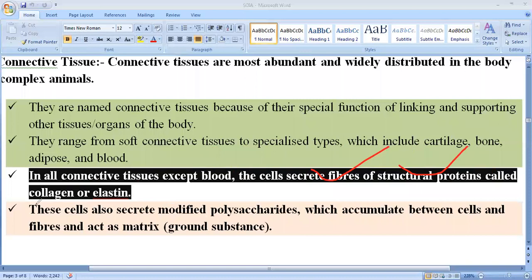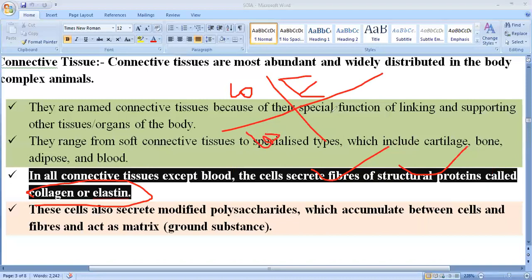Okay, and here you can see what is the collagen and what is the elastin. If you see the difference between collagen and elastin, collagen is white in color, and elastin fiber is yellow in color. Second difference, collagen provides the tensile strength, means it's very strong, very supportive. So it provides the tensile strength and rigidity, and elastic fiber provides the flexibility and elasticity. So these are the differences between collagen and elastin.